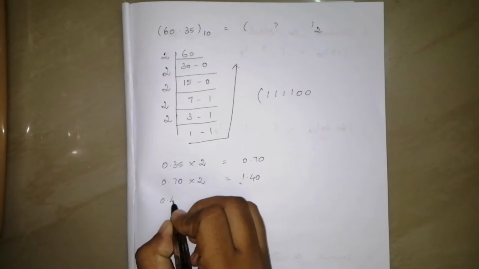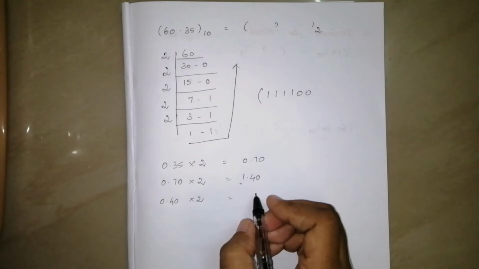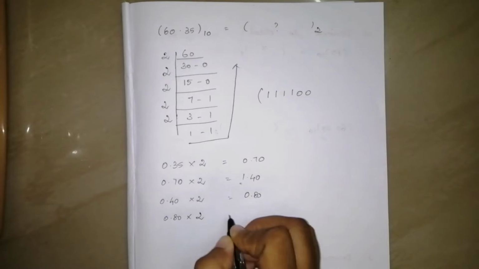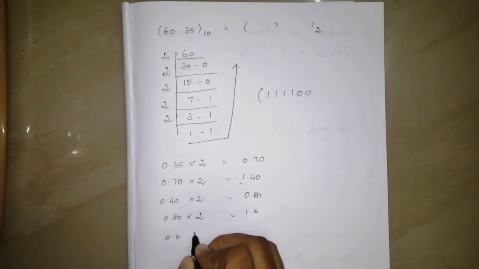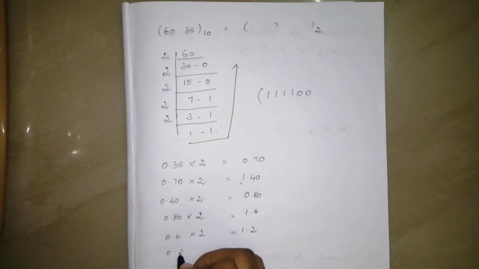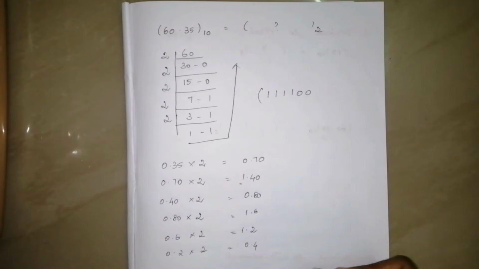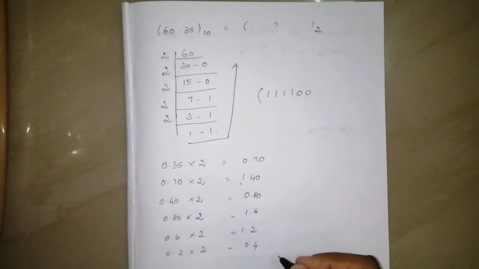So again take this 0.40 and multiply by 2, which is nothing but 0.80. The process goes on. 0.80 into 2 is equal to 1.6. Again take 0.6 into 2, which is nothing but 1.2. Again take 0.2 into 2, which is nothing but 0.4. So again the process repeats. Since 0.4 and 0.4 are similar, I am stopping at this point.